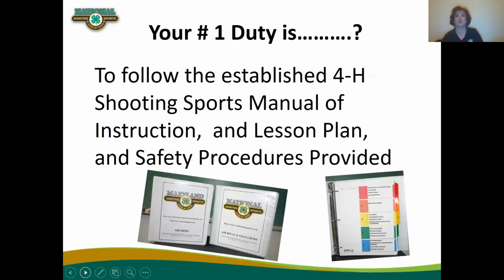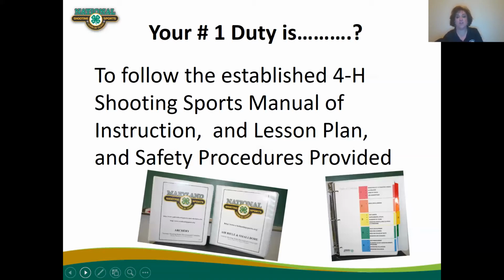Your number one duty is, okay, so with the negligence spectrum well painted in your brain, let's talk about the duties that are owed by you to the 4-H as a 4-H shooting sports instructor. Your first and foremost duty is to use and follow the established 4-H shooting sports curriculum, lesson plans, and procedures. If you take it upon yourself to vary from the 4-H curriculum and somebody gets hurt, a jury might see that as not being reasonable or prudent.